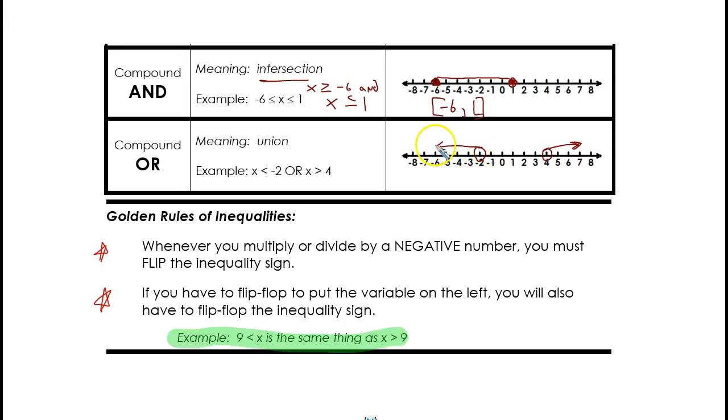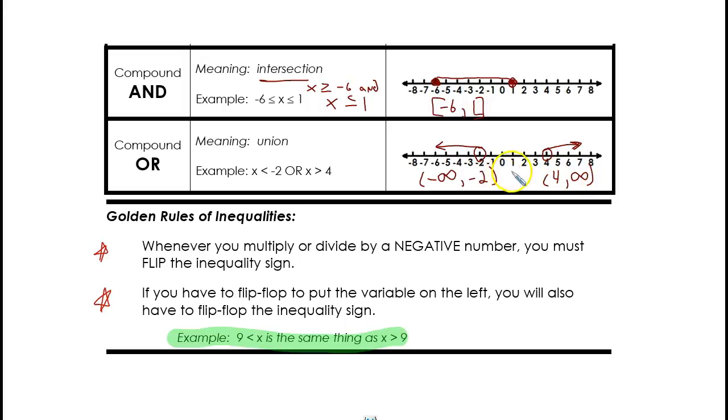less than means we shade to the left. Or means this is good, or we could have greater than 4. So that'd be an open circle on the 4 with the shading going to the right. These together are really two different inequalities, or two intervals, I should say. So one of the intervals is from -infinity to -2. The other is from 4 to +infinity.